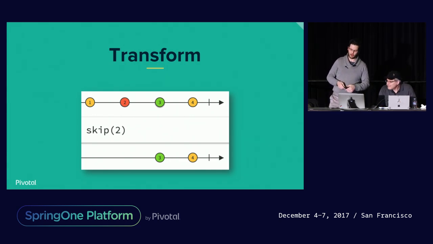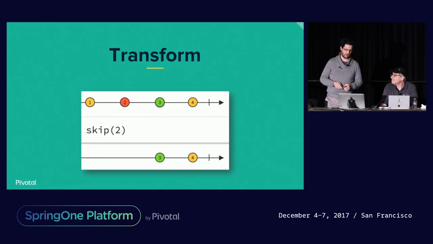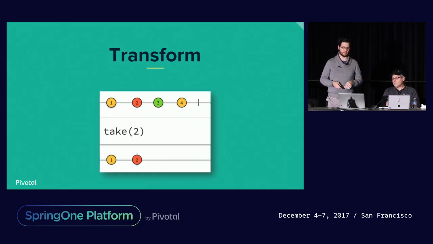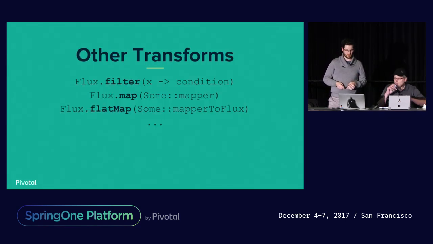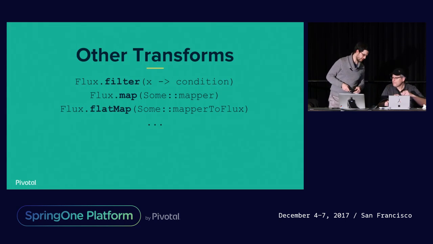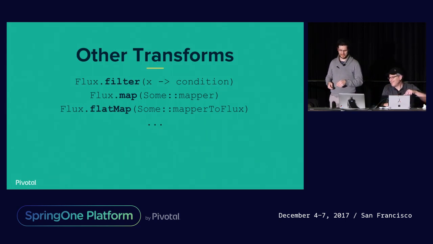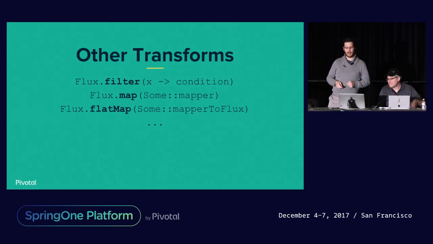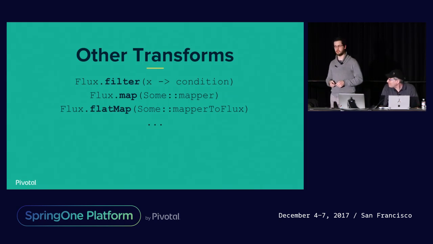We have also all sorts of operators, actually. We have transform operators that will allow you to skip a number of elements at the start of the sequence, or only take the first 2 elements and stop and cancel at this point. Other transformations include the filter and the map that we just saw.